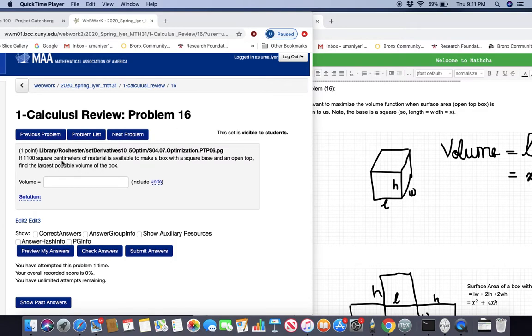Problem 16. If 1100 square centimeters of material is available to make a box with a square base and an open top, find the largest possible volume of the box. So you want to maximize the volume of your box. Your box has, mind you, a square base and an open top. What is 1100 square centimeters? It is the material to make the box.